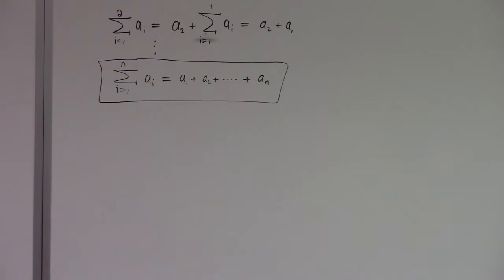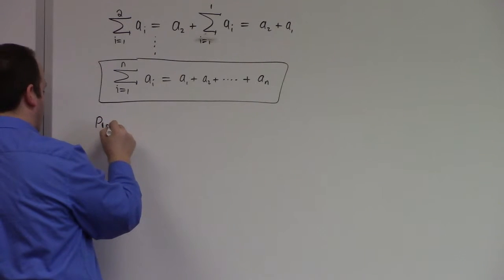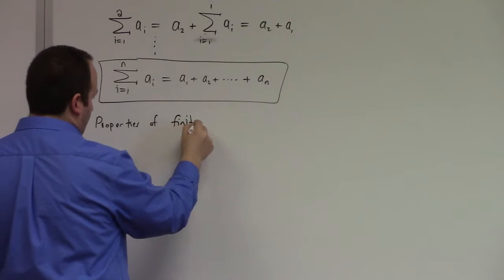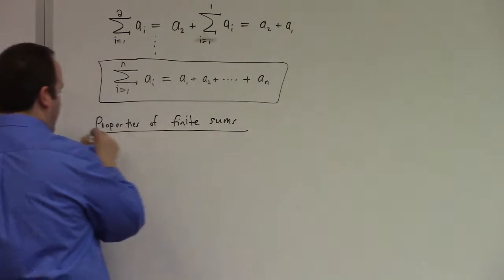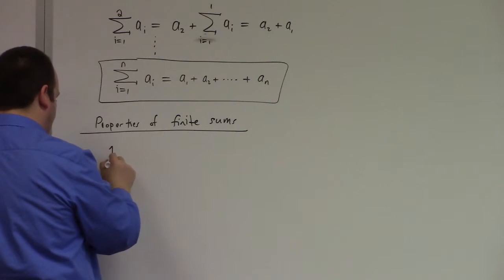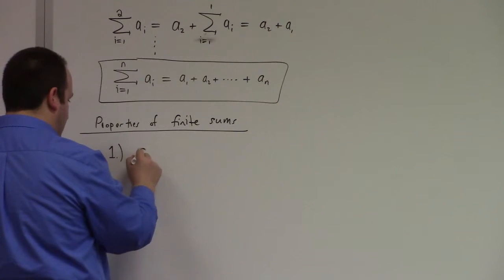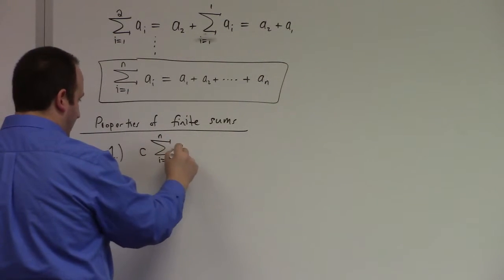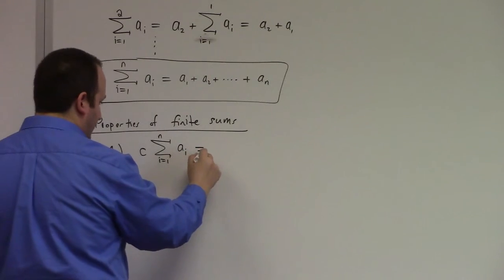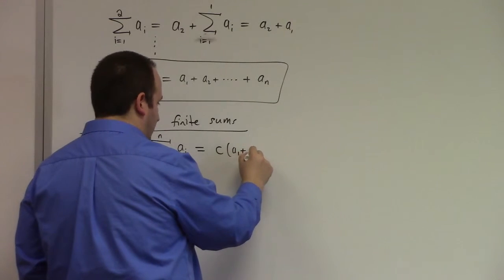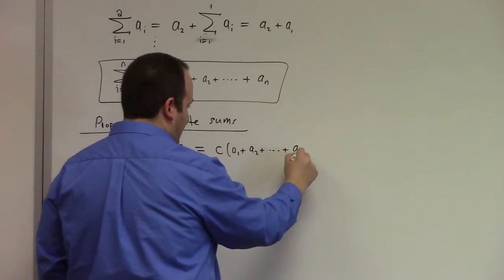What are the properties of finite sums? There's two big ones that are really nice. Number one, if I have a constant times a finite sum, you know what I can do? I'll write it out in the expanded notation. This is c times a1 plus a2 plus dot dot dot plus an, right?